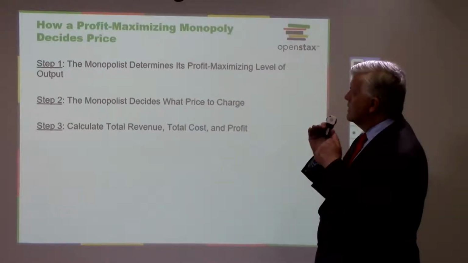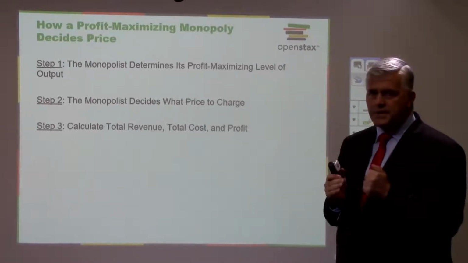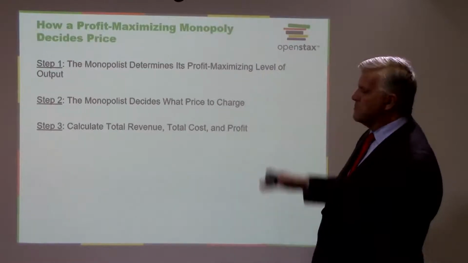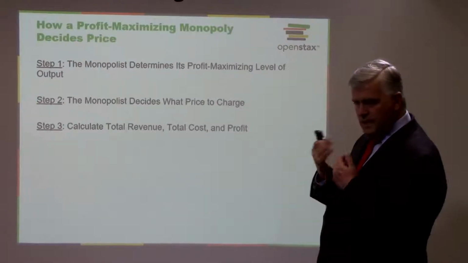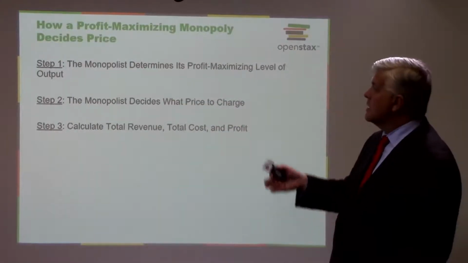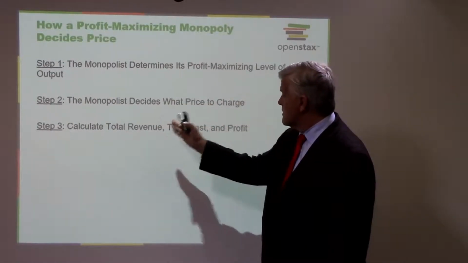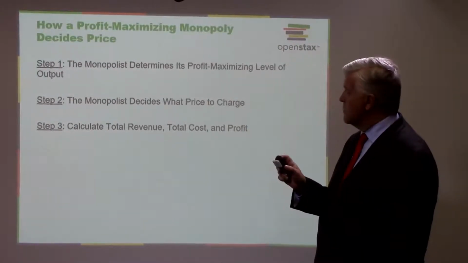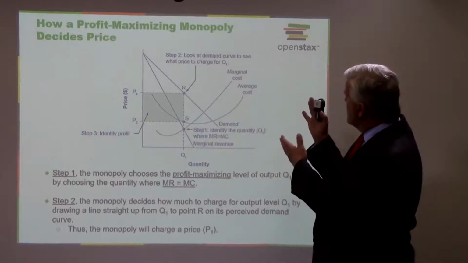All right, so how does it decide on this whole thing? What are the steps? Well, step 1, the monopolist's got to determine its profit maximizing level of output. That's MR equal MC. Then the monopolist is going to decide what price to charge. Then it's got to calculate its revenue, its costs, and then determine its profits by subtracting the two from one another.